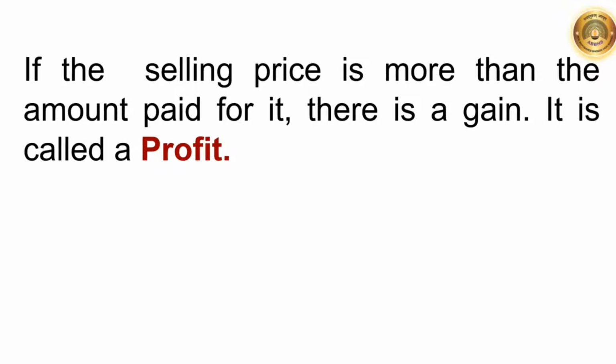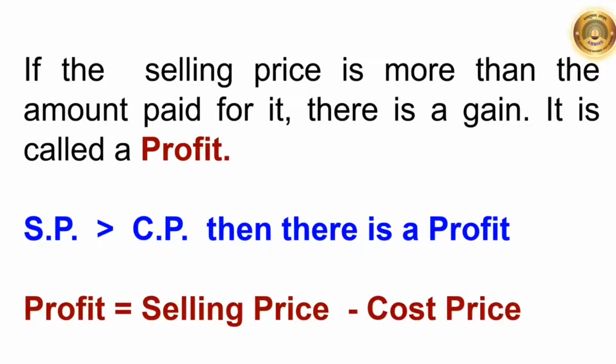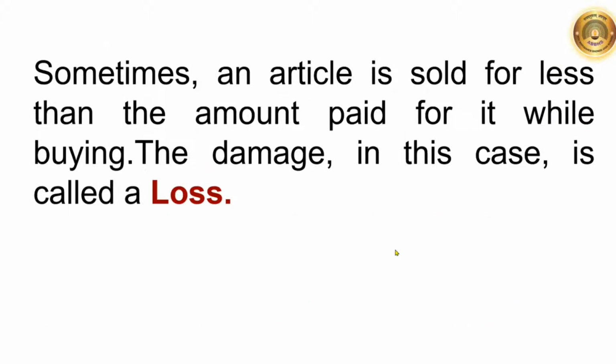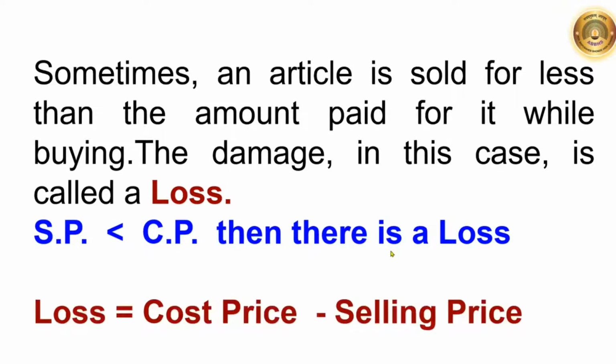If the selling price is more than the amount paid for it, there is a gain. It is called a profit. So if SP, that is selling price, is greater than CP, the cost price, then there is a profit. Now how will you calculate the profit? Profit is equal to selling price minus the cost price. Sometimes an article is sold for less than the amount paid for it while buying. The damage in this case is called a loss. So if selling price is less than cost price, then there is a loss. And loss is equal to cost price minus selling price.